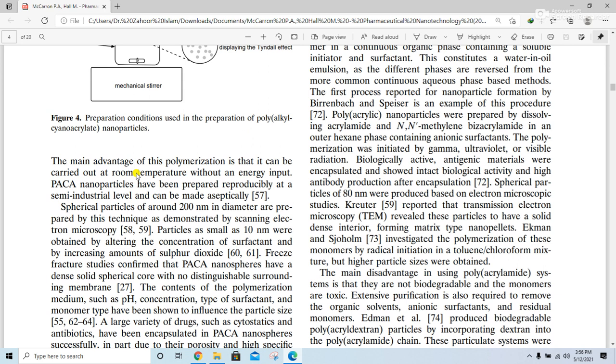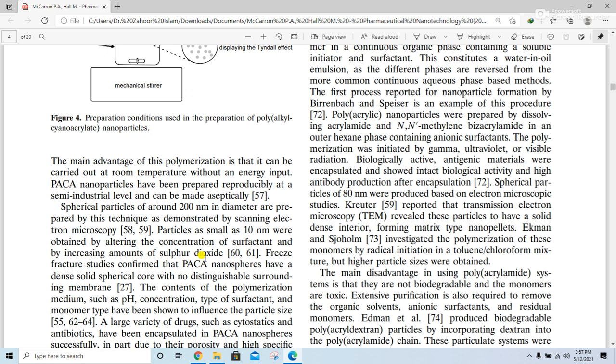The main advantage of this polymerization is that it can be carried out at room temperature, which is 25 to 30 degrees centigrade, without energy input. PACA nanoparticles have been prepared reproducibly at a semi-industrial level and can be made aseptically. Spherical particles of around 200 nanometers in diameter are prepared by this technique, as demonstrated by scanning electron microscopy. Particles as small as 10 nanometers were obtained by altering the concentration of surfactants and by increasing the amount of sulfur dioxide.